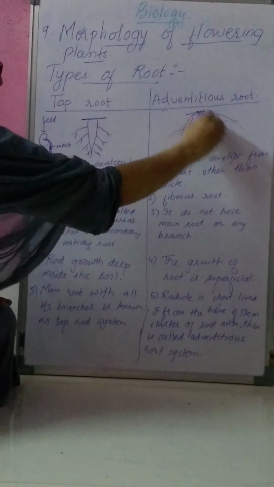First is fusiform root. What happens in fusiform root? Here the example is radish. You can see in fusiform root the middle part is swollen, whereas both the ends taper. As the middle part is swollen and both ends taper, it gives a spindle shape to the fusiform root. The scientific name of radish is Raphanus sativus.